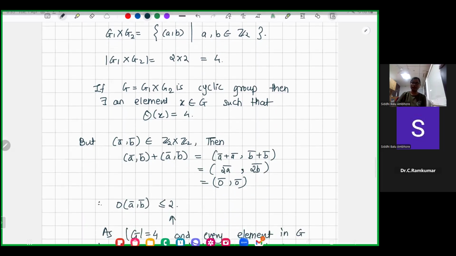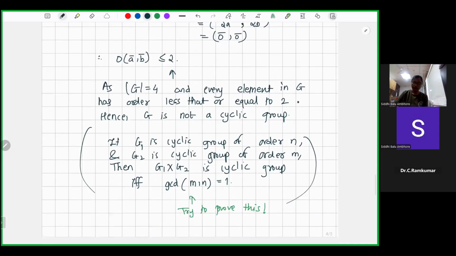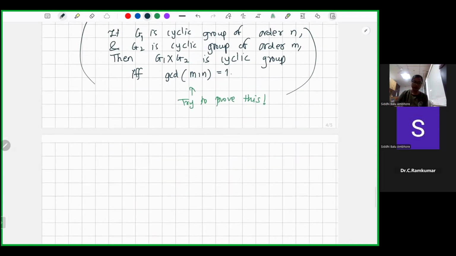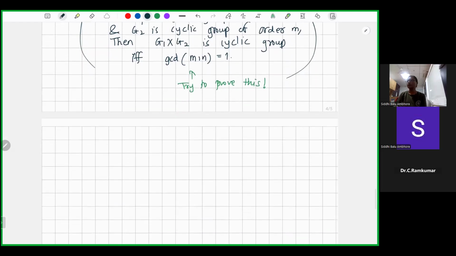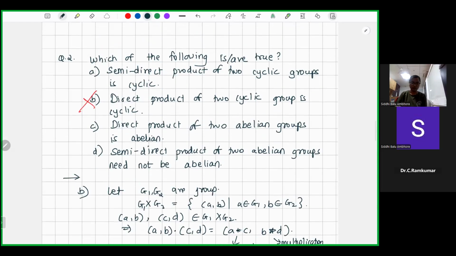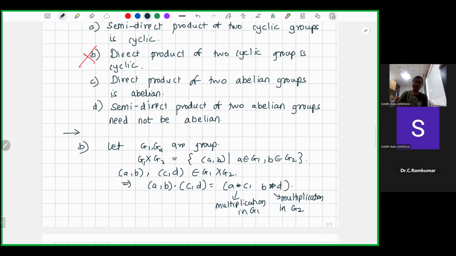And when we have that, it will give us that this Zn cross Z2 or Z2 cross Zn is not a cyclic group. Okay, so I hope that is clear. And now let's move to the second question, say this C part.